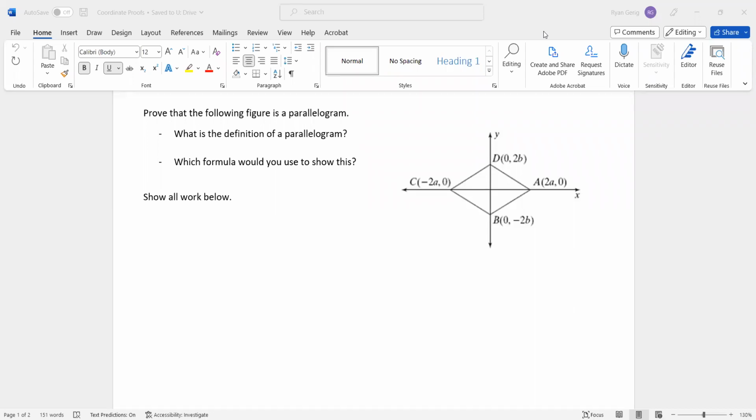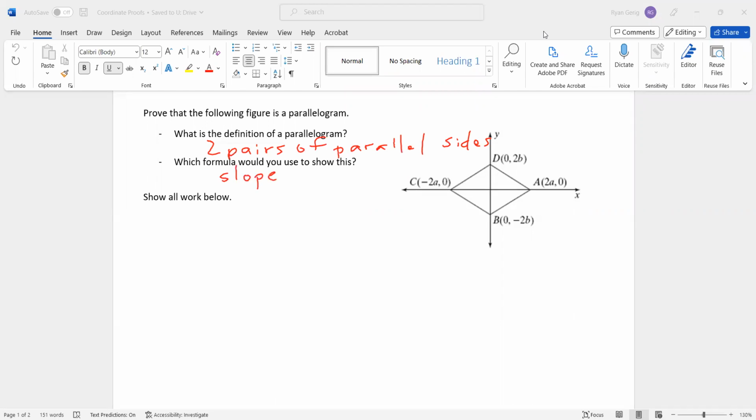What is the definition of a parallelogram? 2 pairs of parallel sides, right? That lesson 1 should know that by now. 2 pairs of parallel sides, or opposite sides. Okay. Which formula are we going to use to show parallel sides? We're going to do slope, and we're going to have to do it 4 times.